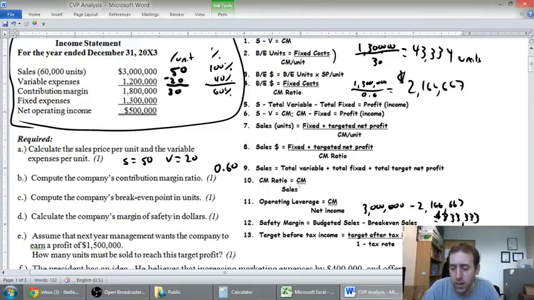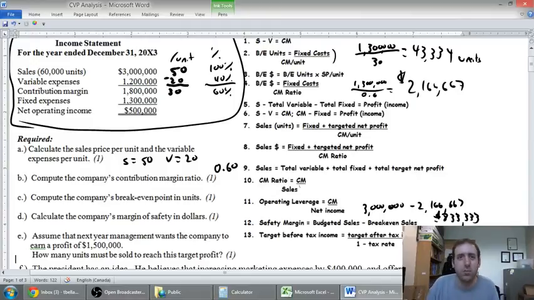So what does that tell us? $833,000. It tells us that this company, based on our plan of selling $3 million worth of stuff, we can afford to be $833,000 off. We can afford to miss our target by $833,000, and we're still safe.